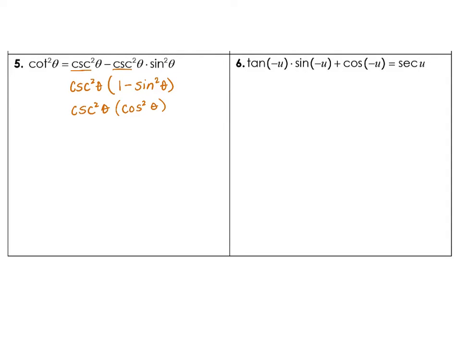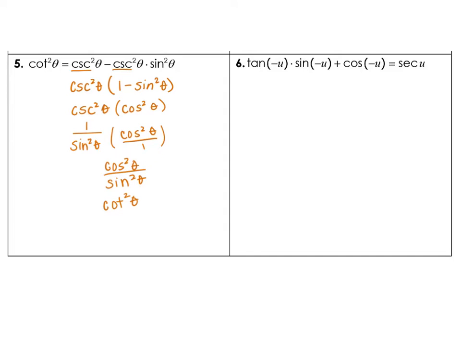Now cosecant, I know that's 1 over sine squared theta times cosine squared theta, and I'm going to put that cosine squared theta over 1. Multiply those two, and I have cosine squared theta over sine squared theta. And our quotient identity tells us that's going to be cotangent squared theta. So we have shown on this one that the sides are equal.